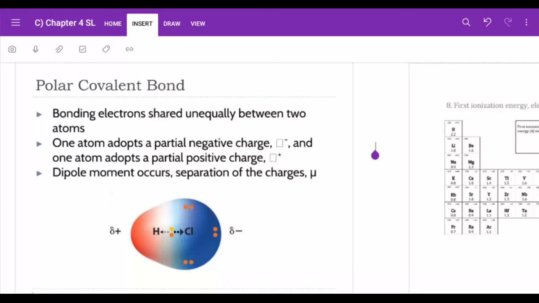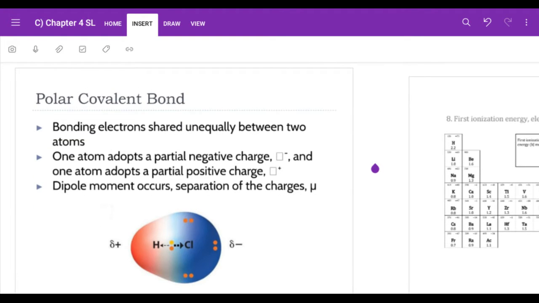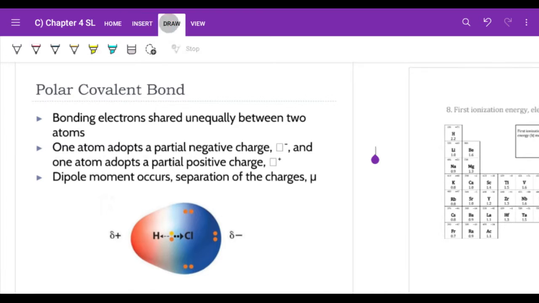This is under chapter 4, covalent bonding. Now I want to explain what is the polar covalent bond. Actually, covalent bond has two types: covalent bond can be polar and non-polar covalent bond. Now, what is a polar covalent bond?